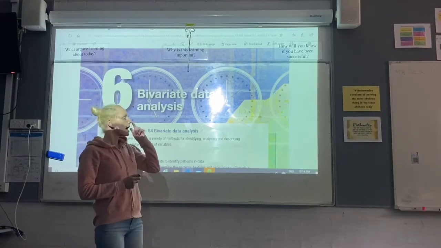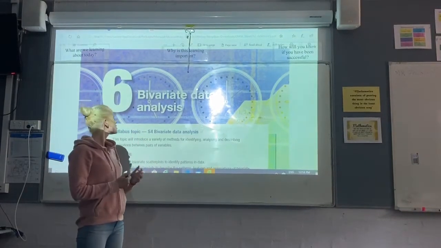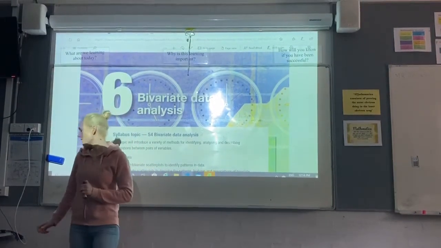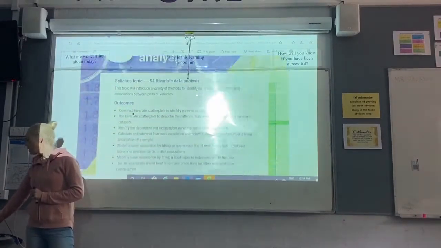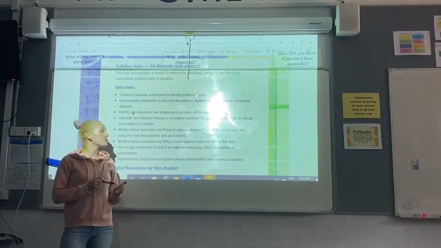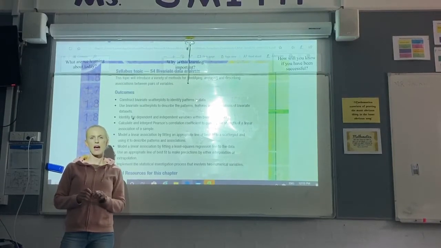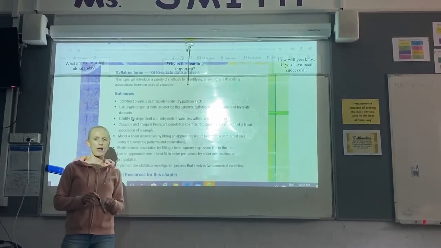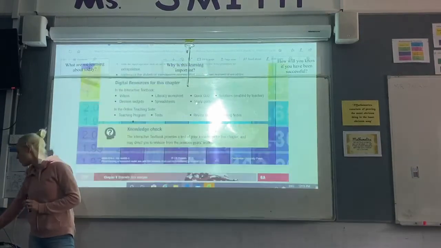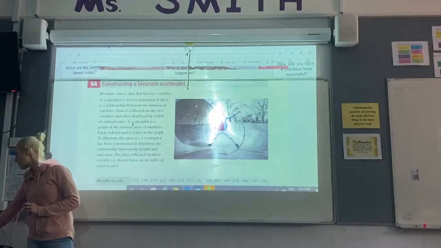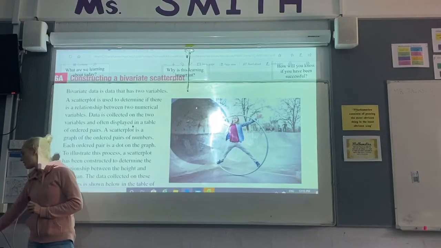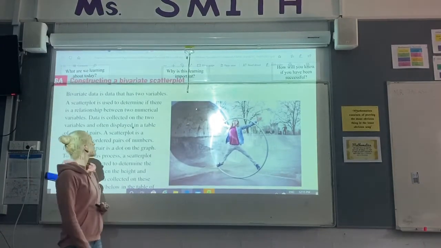So we are starting a new topic today, which is Bivariate Data Analysis. Okay, so lots of graphs, lots of being able to read graphs, draw graphs, and interpreting graphs, but probably graphs you haven't really gone into too much detail about just yet. So we are going to start with constructing a bivariate scatter plot.